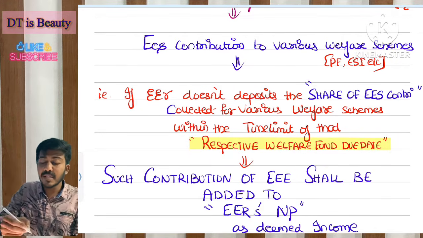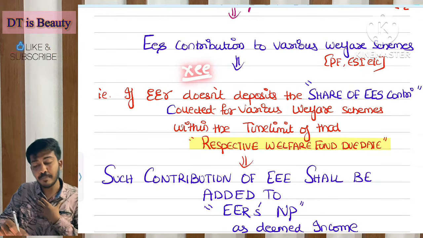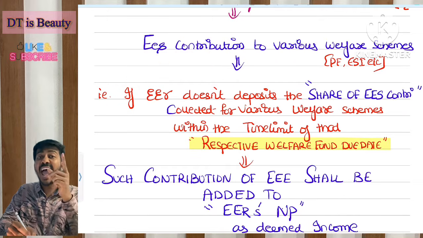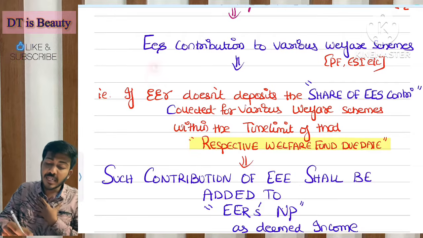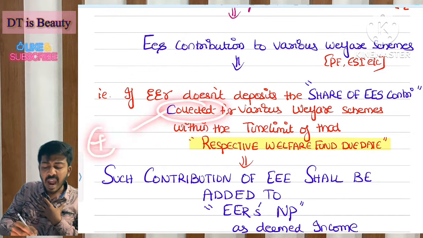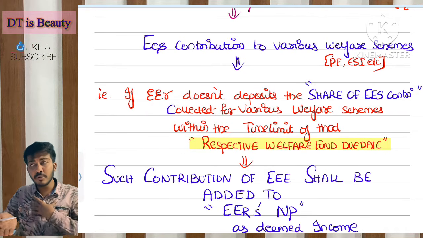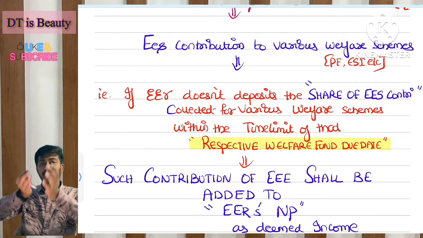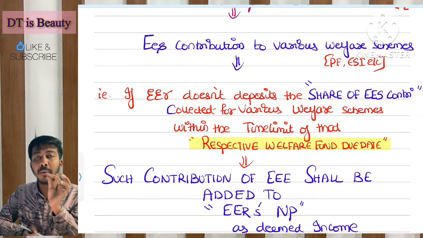Say the employer is me. I collected the employee's share of PF. The PF Act says you should deposit it by the 15th of the next month. If I deposit even on the 16th, the entire collection amount will be added to my income as a penalizing gesture. It is nowhere my income; the employee's contribution I have just taken as a mediator. Still, it will be added to my net profit as my income if I don't behave like a proper mediator.